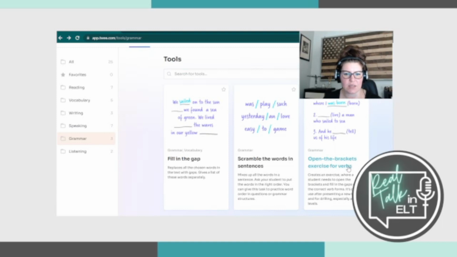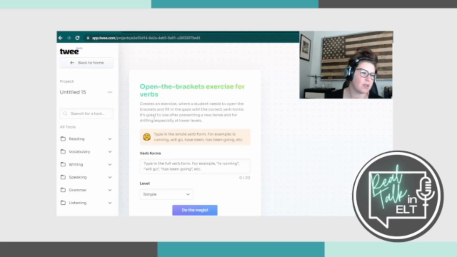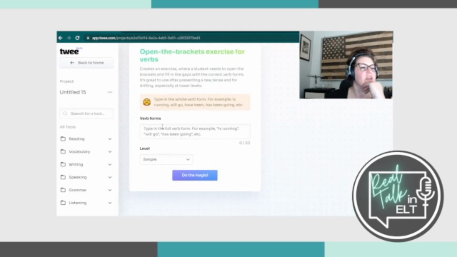And let's see what this is. Open the brackets exercise for verbs. Okay, so here we have to type in the whole verb form. For example, running, will go, have been, and so on, and then we have to put a level.